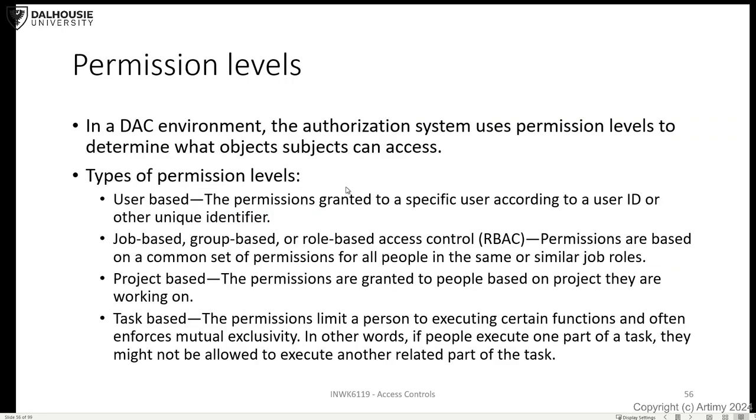You can also assign access based on job. If the person is working for the accounting department, well, they have access to the database that contains salaries, or they have access to purchase or financial information in general, not necessarily salaries, but financial information in general. If you are in IT, you have no business looking at the financial information for the company.